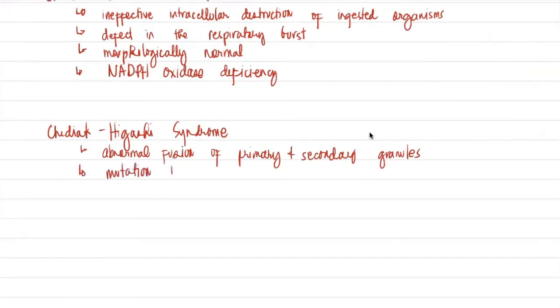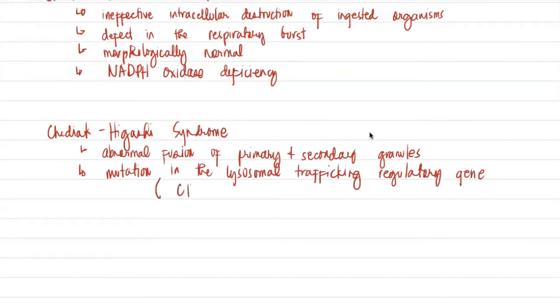A mutation in the lysosomal trafficking regulatory gene, and this gene is CHS1, the LYST gene. So these are the mutated genes that give rise to Chediak-Higashi syndrome.